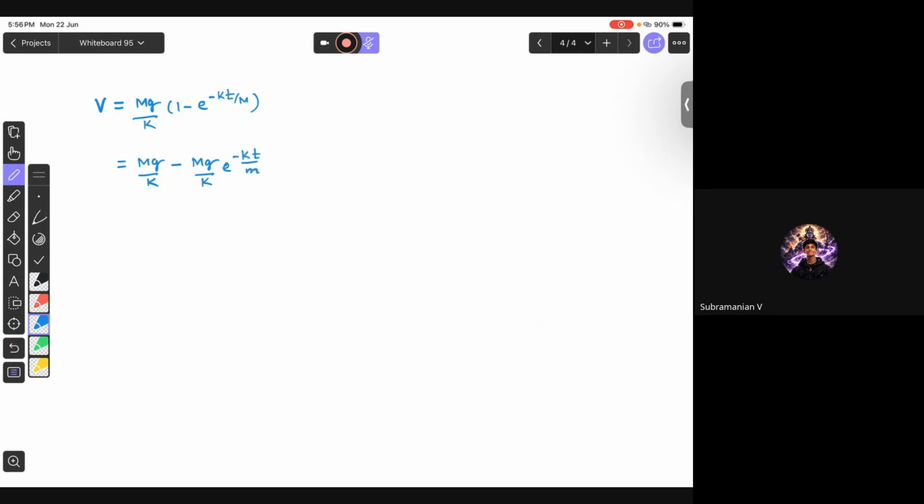If you have trouble with differentiation, I will do it. Can you find the differentiation of e to the power minus kt by m with respect to t? What formula will you use in case you forgot the chain rule? The differentiation of e to the power ax plus b with respect to x is a into e to the power ax plus b. I hope I'm audible. The audio is not good, but I hope all of you can understand me.